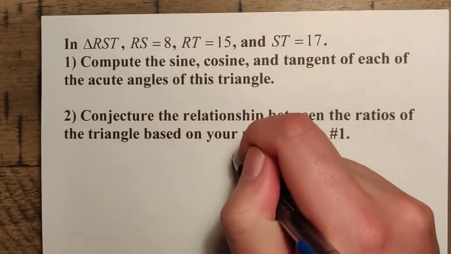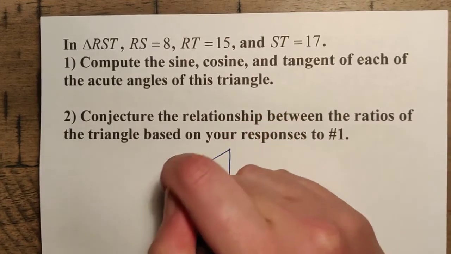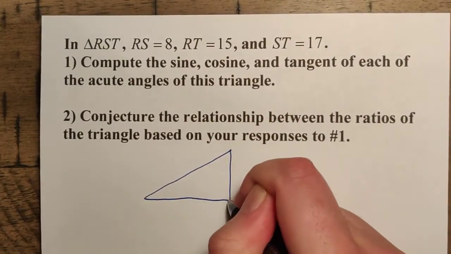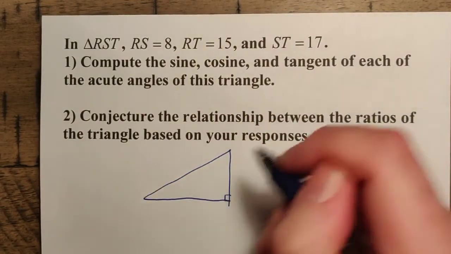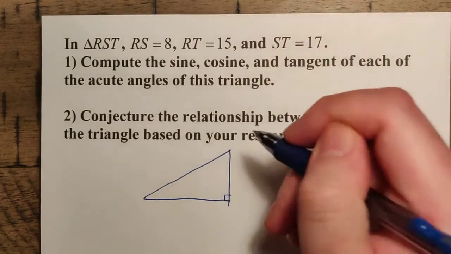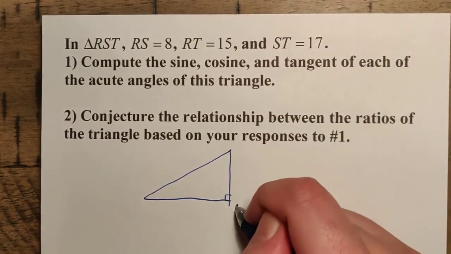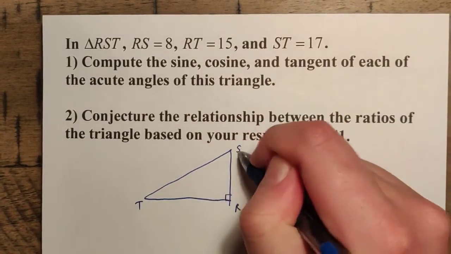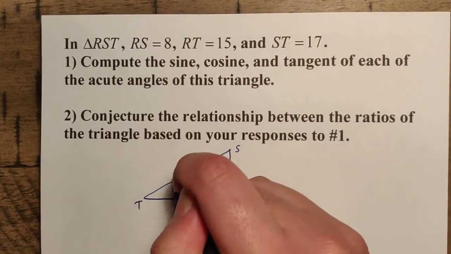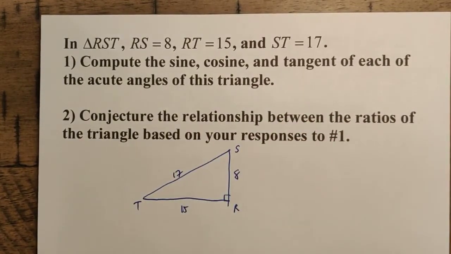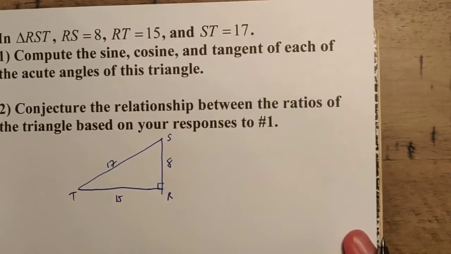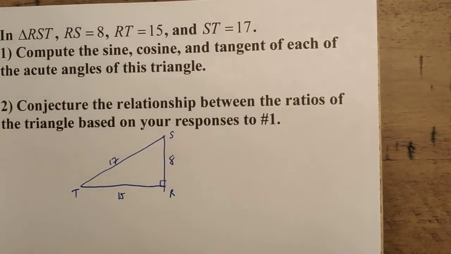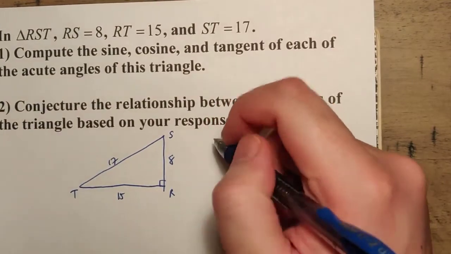So we can go ahead and sketch this triangle here. And then we know 17 is the biggest, so that means ST is the hypotenuse, that's going to be 17. So RS is 8 and RT is 15. So now we know that we're looking at S and T here. So we're going to go ahead and set this one up and see what we can come up with here. So with angle T, right?